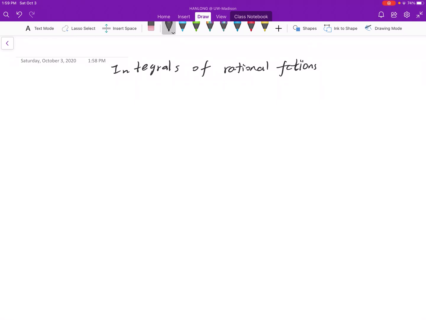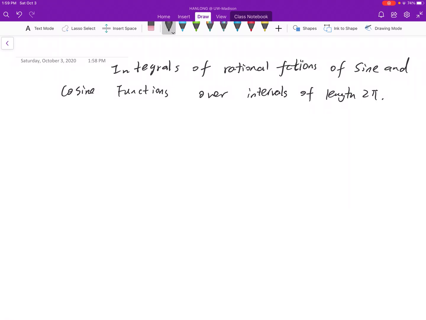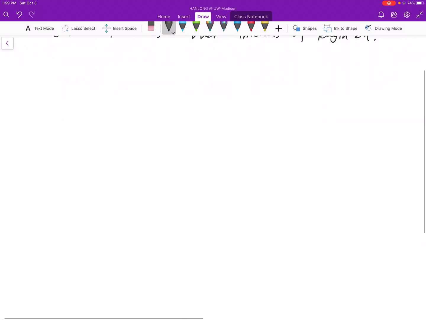Recall that rational functions means a quotient of two polynomials, in sine and cosine functions over intervals of length 2 pi. The title is long, but the formula is easy.